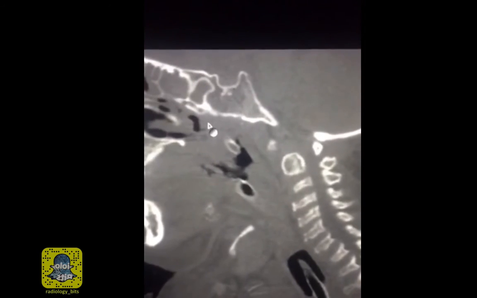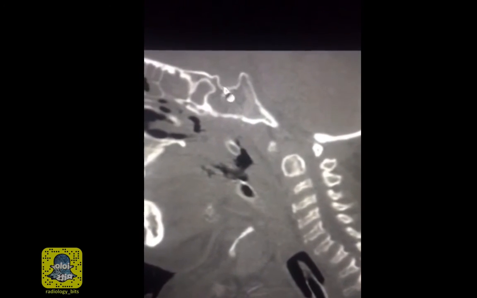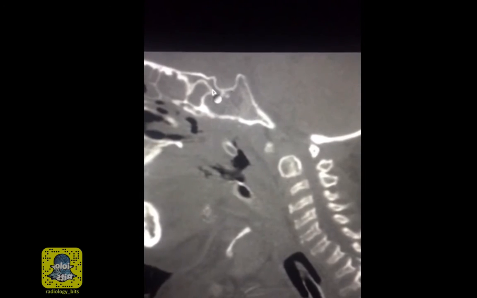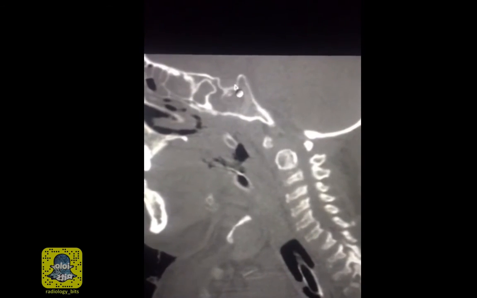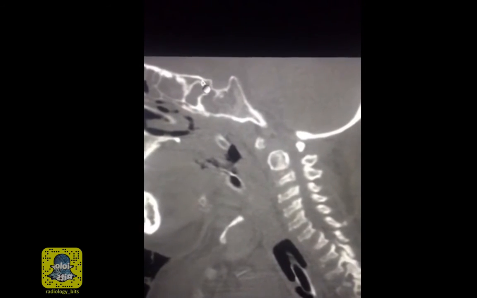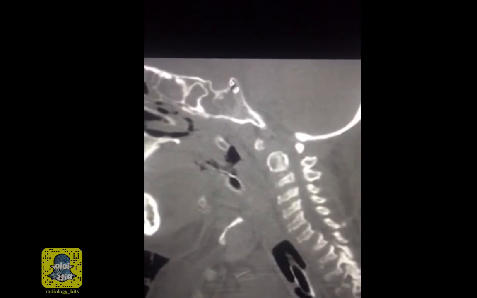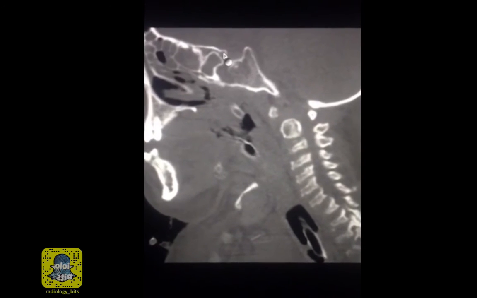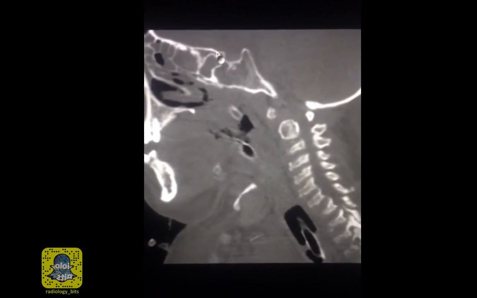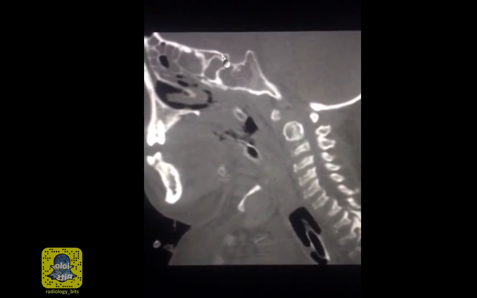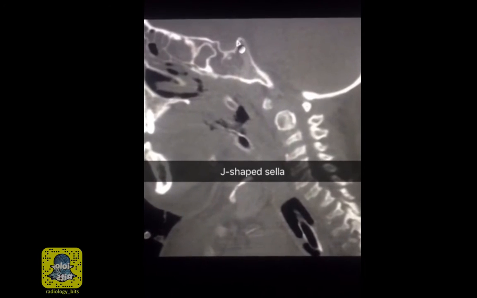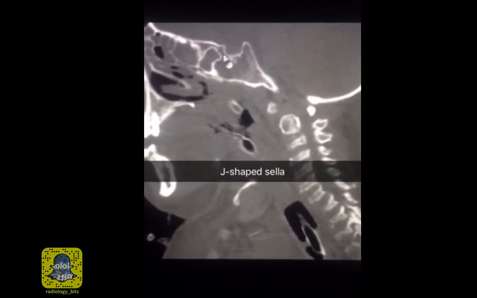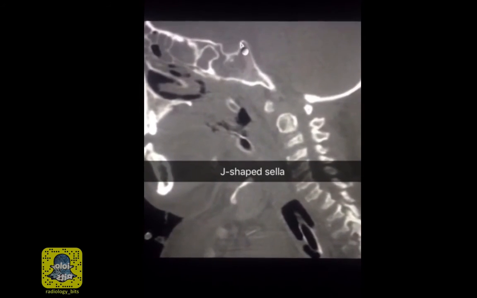There is an abnormal shape of the sella turcica. This is where the pituitary gland lives. A normal sella turcica should have a very rounded appearance. However, this has a very unusual configuration. It's flat anteriorly and rounded posteriorly. The flat anterior component, which is normally termed tuberculum sella, and the unusually rounded posterior component, which is called dorsum sella, lead to a J-shaped sella turcica.